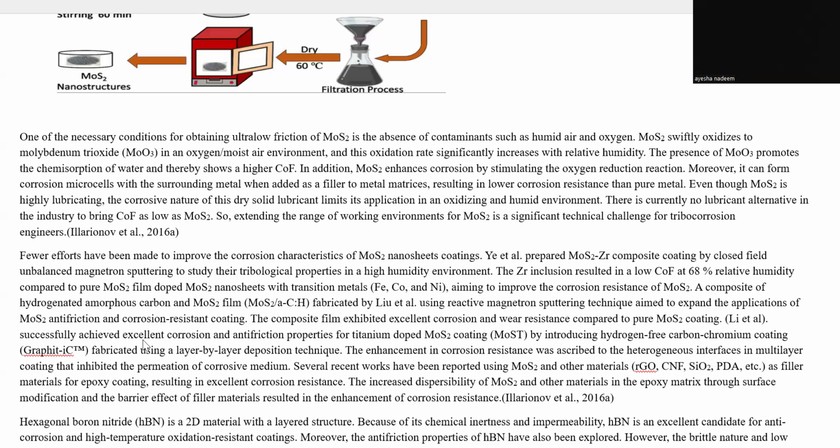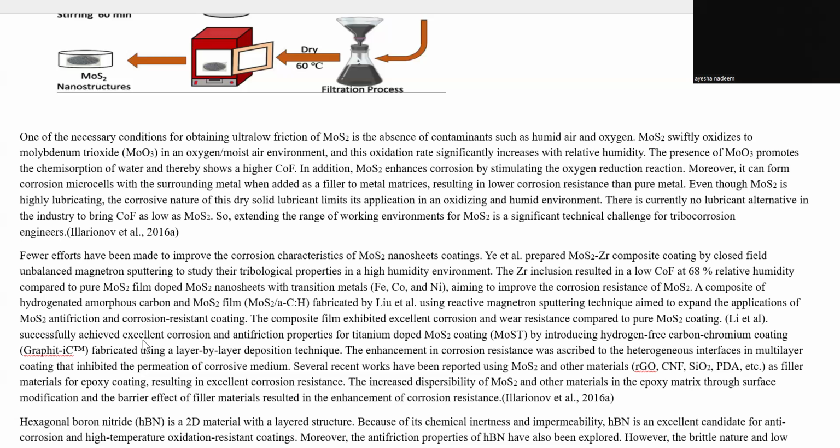Even though MoS2 is highly lubricating, the corrosive nature of this dry solid lubricant limits its application in oxidizing and humid environments. There is currently no lubricant alternative in the industry to bring COF as low as molybdenum disulfide. So extending the range of working environments for molybdenum disulfide is a significant technical challenge for corrosion engineers.